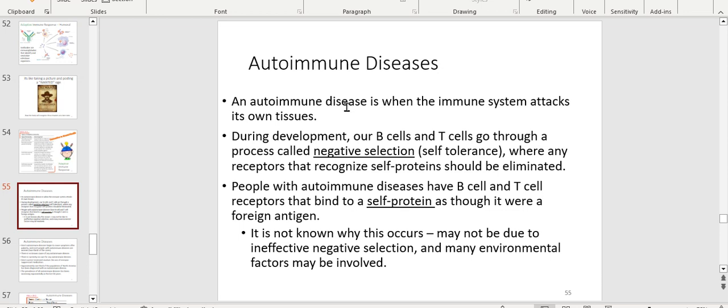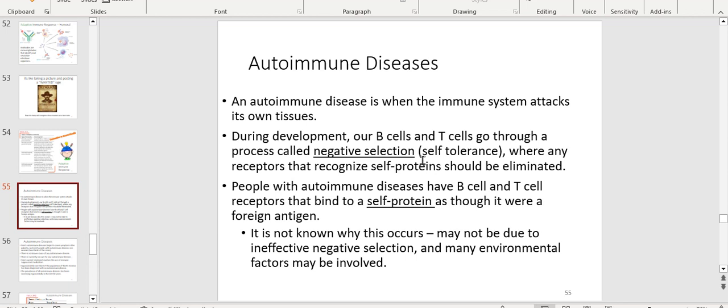An autoimmune disease is when the immune system attacks its own tissue. During development, our B cells and T cells go through a process called negative selection, or self-tolerance, where any receptors that recognize self-proteins should be eliminated. So any type of B or T cell that goes after our own cells needs to get the chomp, get it out of here. We don't want our military going after its own people, right?